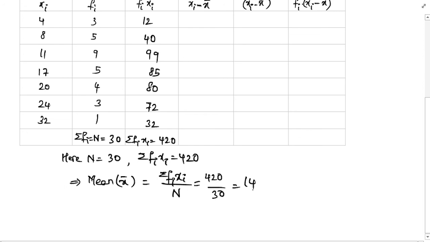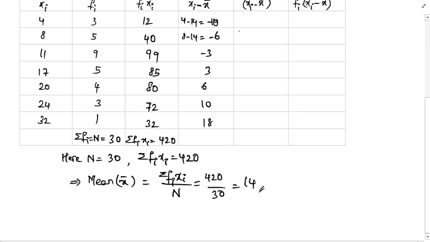Now we'll substitute this x bar value in this table. So what do we get? Xi is 4 minus 14. Sorry, we don't have mod here. So just substitute 4 minus 14, this is equal to minus 10. Then 8 minus 14 is equal to minus 6. Similarly for the others: minus 3, 3, 6, 10 and 18.